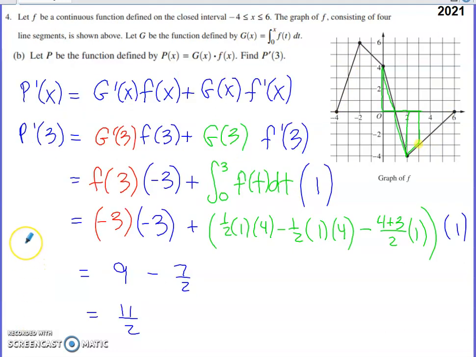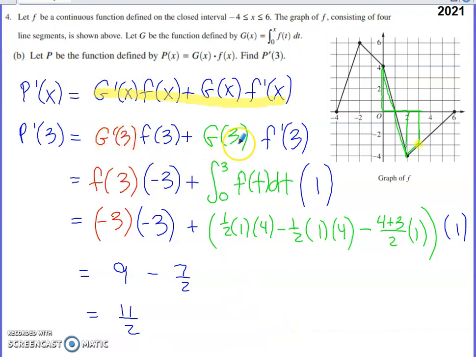In part B, they give us a new function, p of x, and p of x is defined as g of x times f of x. We're asked to find p prime of 3. So if you look at p of x and you think about how you're going to take the derivative, hopefully right away you recognize that it's going to require a product rule. So that's what you see across my top line right here. And then we have to evaluate it at 3.